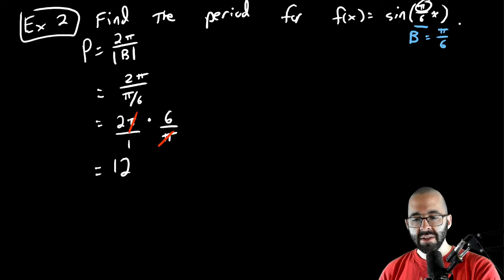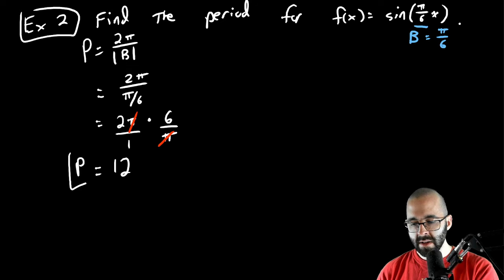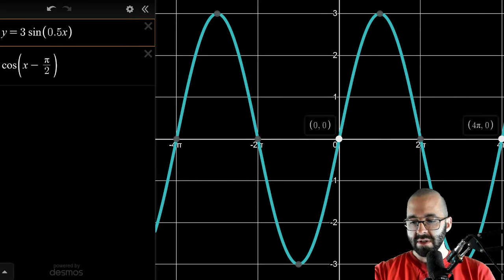So we're making it pi faster and 6 slower. Pi shorter, which is 2 now, and then 6 longer. 2 times 6 is 12. Period should be 12. Let's graph it. Let's see if we're right. Sine of pi over 6.